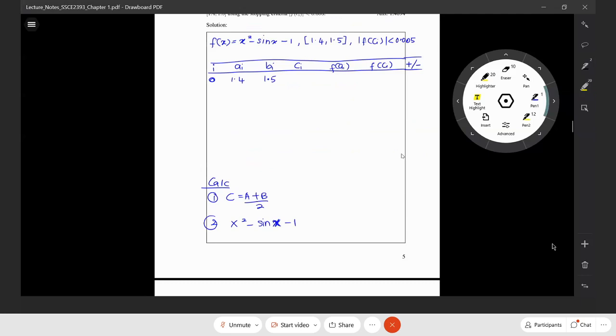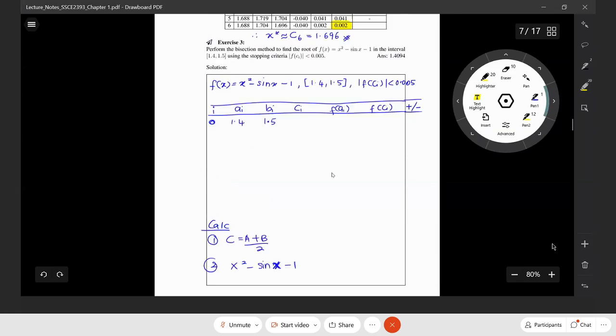Okay, so whenever you change your A or your B, meaning that you are also changing your value of C, meaning that the values of f(a) and f(c) may change accordingly. In the manual calculation, you will press 1.5 squared minus sin 1.5 minus 1 equal, then you get the answer. When you change your x again, you will repeat the same process. That will be wasting our time. Okay, so now I'll show you.